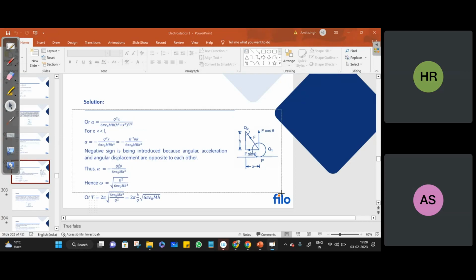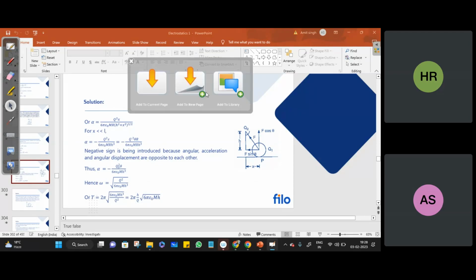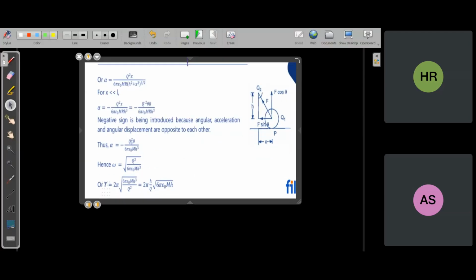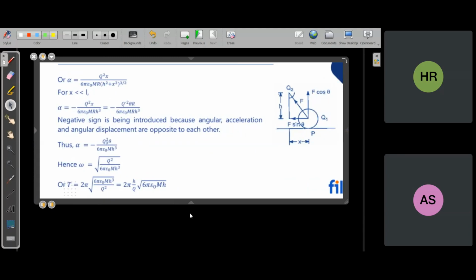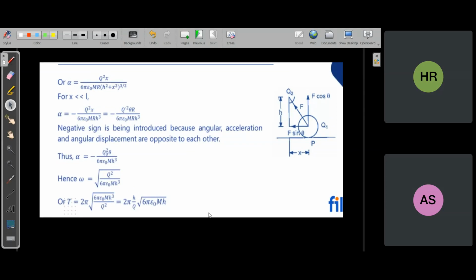See, they have drawn this diagram. Look at this diagram. Look at finally what they have done. They have expressed the angular acceleration in this form. Angular acceleration is some minus omega square theta. And then from that you will get omega, and then 2 pi by omega is the time period. This is the process for angular SHM.